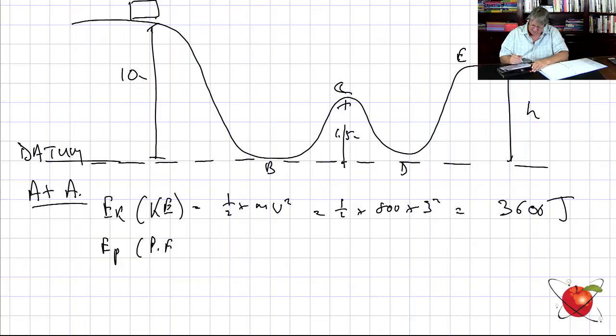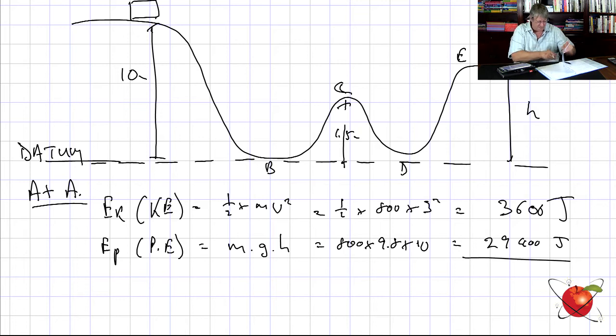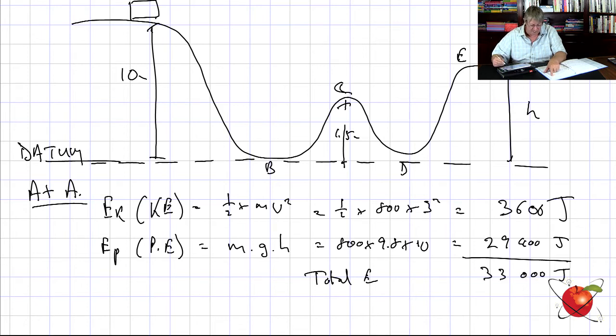So I say, right, at A, EK, which some people call kinetic energy. What is it? It's a half times mv squared, which is a half times 800 times 3 squared, which is going to be 3,600 joules. Joules is energy. Remember the electrical stuff we did? The joules there? Joules is energy.